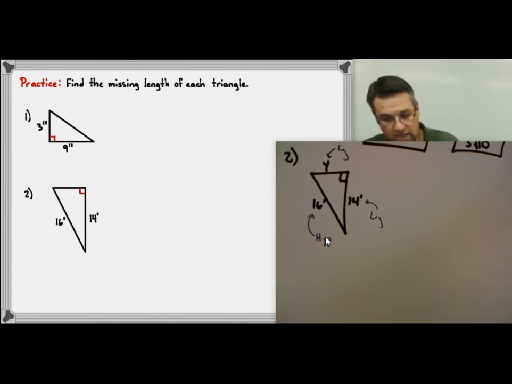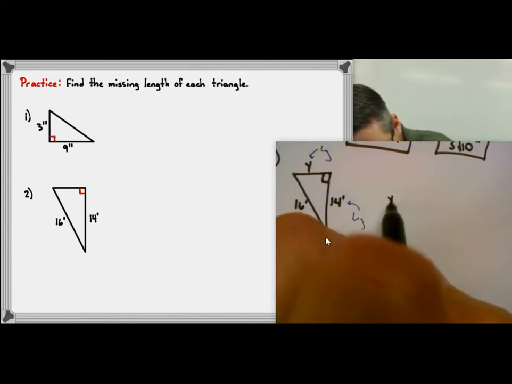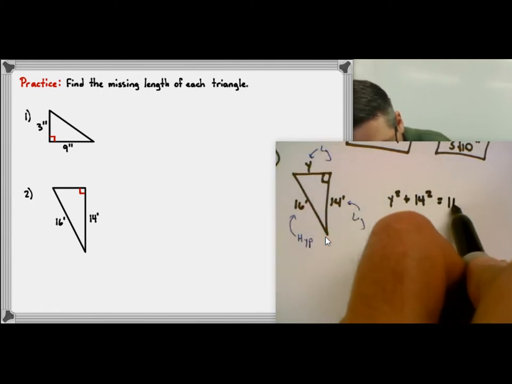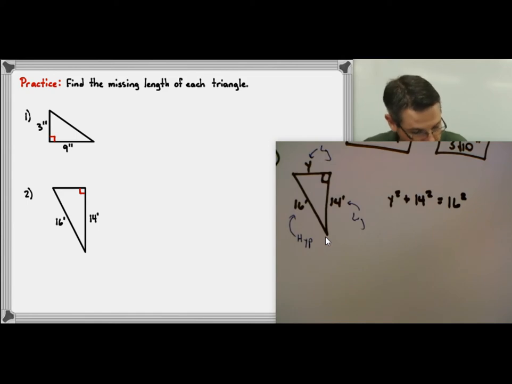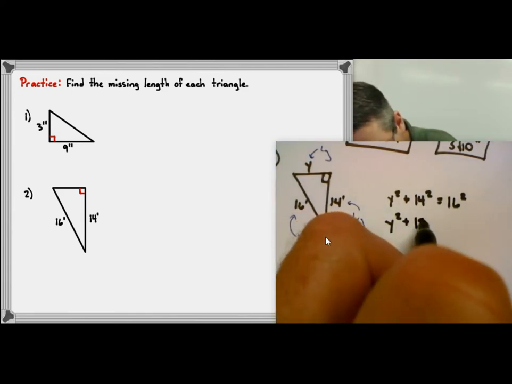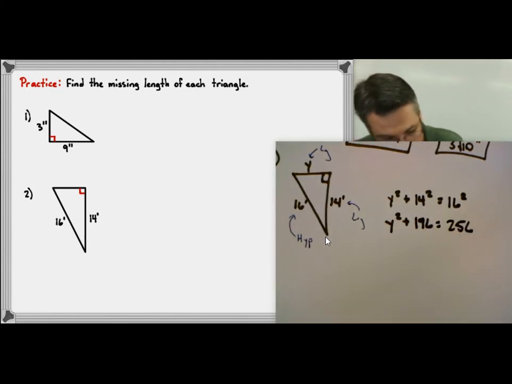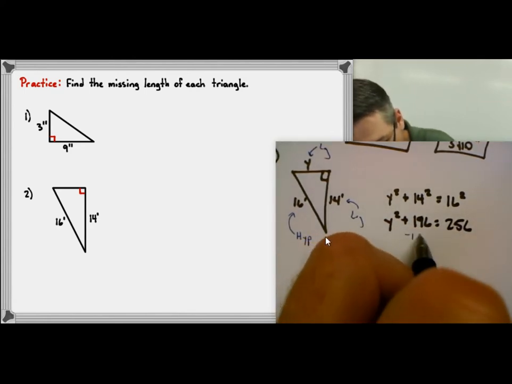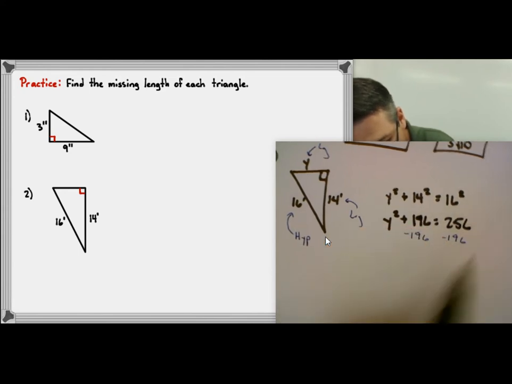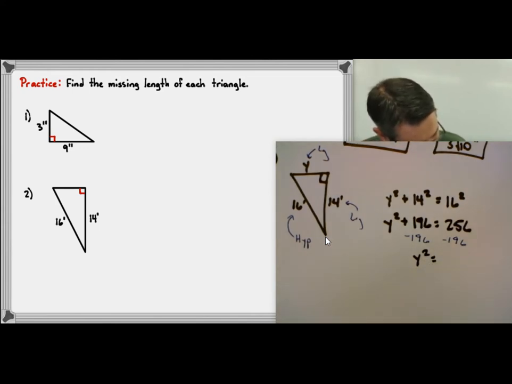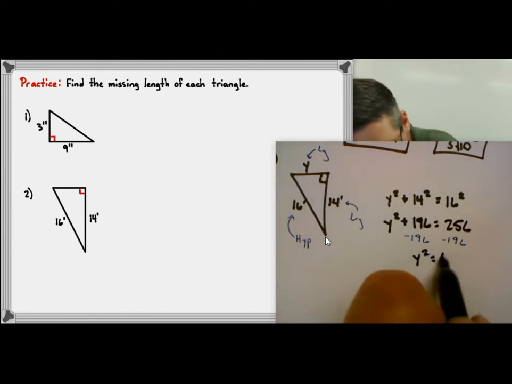Okay. So again, plugging it in, leg squared would be y squared plus the other leg squared, which is 14 squared, and then that would be equal to 16 squared. And then from here, we just simplify. So y squared is y squared, 14 squared is 196, and 16 squared is 256. And then from here, we'll go ahead and solve for y. So I'll subtract the 196 on both sides, and we end up with y squared equals, I believe it's 60. Yeah, 60, y squared equals 60.